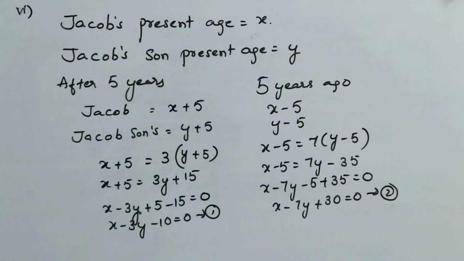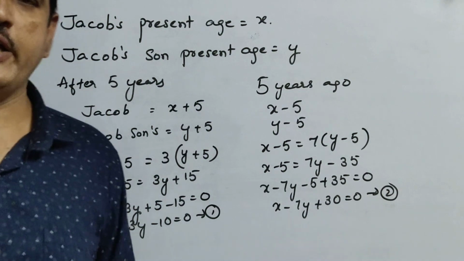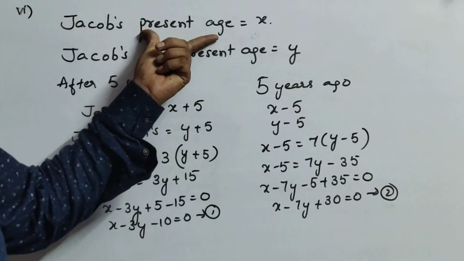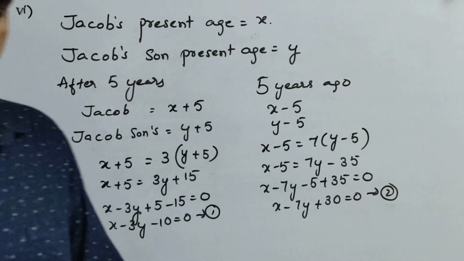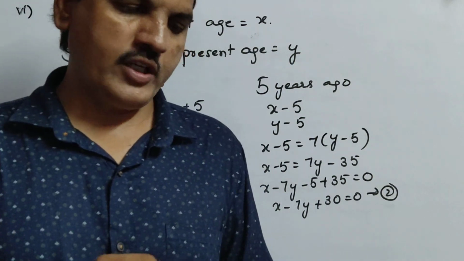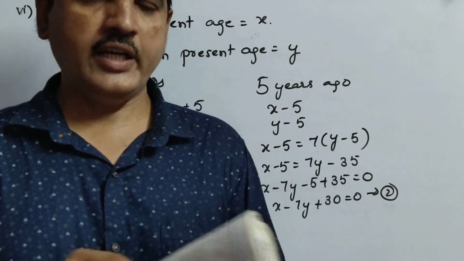Now from these two equations we can simply find Jacob's present age and Jacob's son's present age. Okay, so by this we successfully completed the 3.3 exercise.